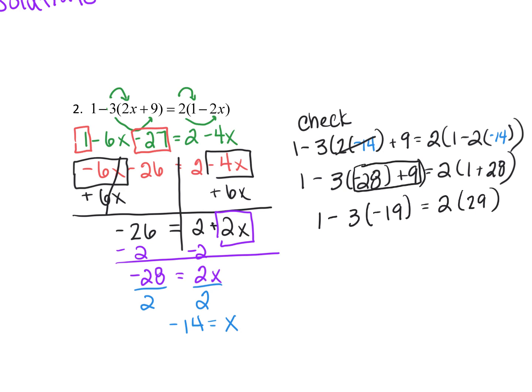And so now we're going to distribute. Multiplication comes next. Distribute this, and realize that's a negative 3 times a negative 19. So I'm going to get 1 plus 3 times 19, which is 57. That should equal 2 times 29, which is 58. And so I get 58 is equal to 58. That is the correct solution.